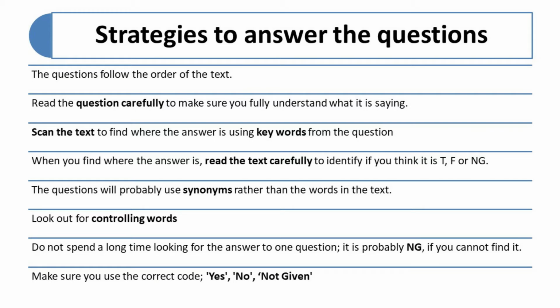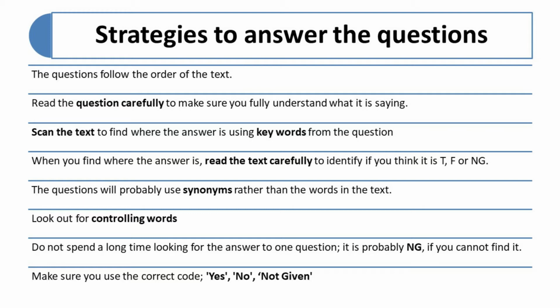Keywords are actually important words in the question. They can be names of different people, names of a place, or sometimes different figures which are given in the question. So try to find out any keywords, and then you need to scan the text. Scan the text means you need to just go through the text.